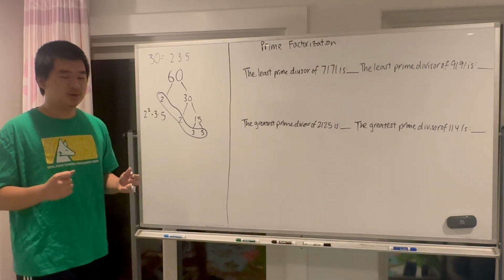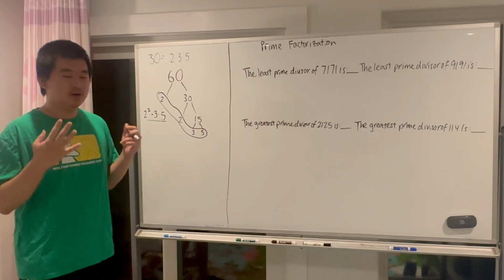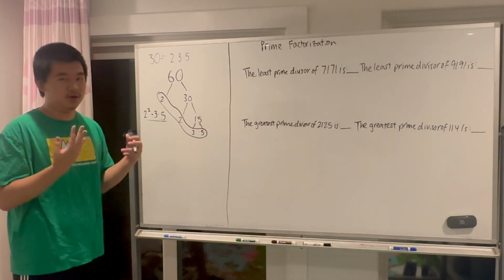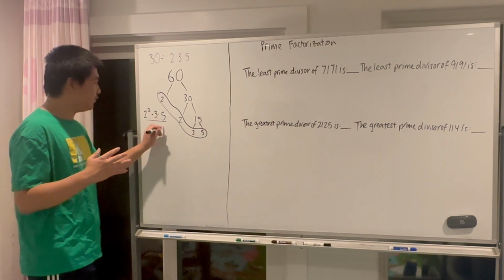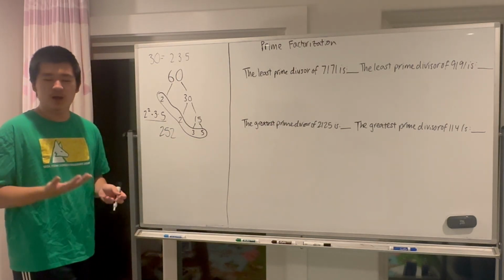Now in future videos, we're going to learn how to use this prime factorization and other prime factorizations to determine how many factors a number has. But for now, that is not the important part. We are just trying to learn how to prime factorize. So another example might be 252. If we were to try and prime factorize 252, here's how it would go.